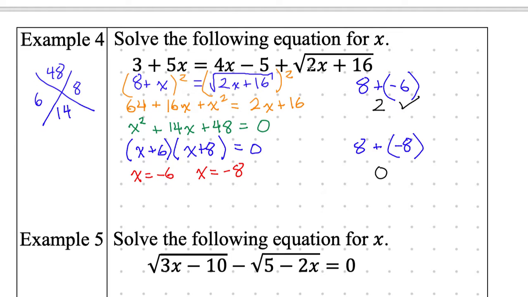Look at this. Ready? The square root of 0 is 0. You're allowed to have a square root of 0. So we actually have two different solutions.